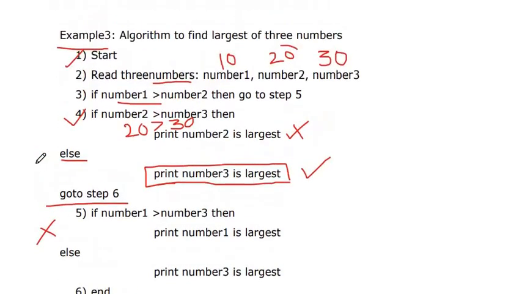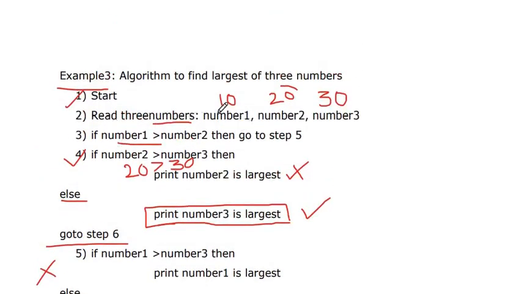Now, for example, let us take another order. Now, read the three numbers. In the place of 10, let us take 30. Now, number 2 is 20. Now, in the place of number 3, in the place of 30, let us write 10. Now here number 1 value is equal to 30, number 2 is equal to 20, number 3 is equal to 10. Now if number 1 is greater than number 2, then go to step 5. Now second case, initially we have taken the ascending order, now I have taken the descending order.